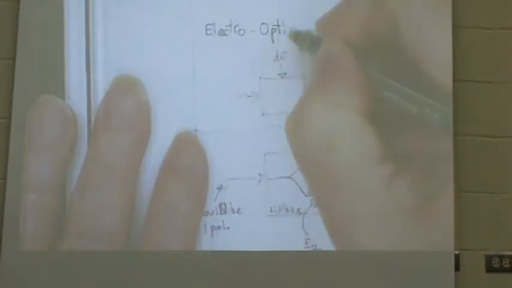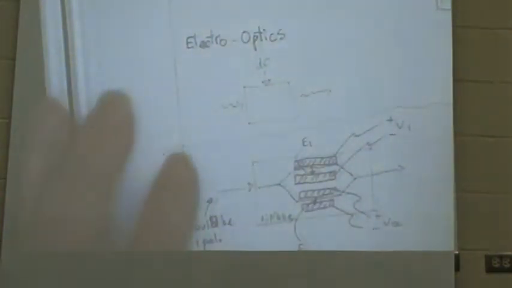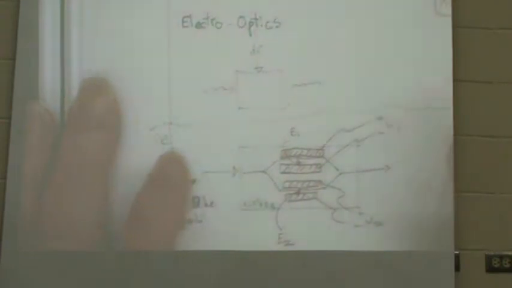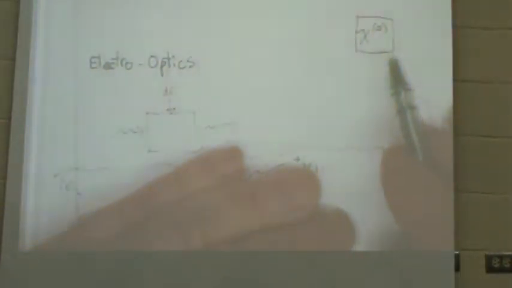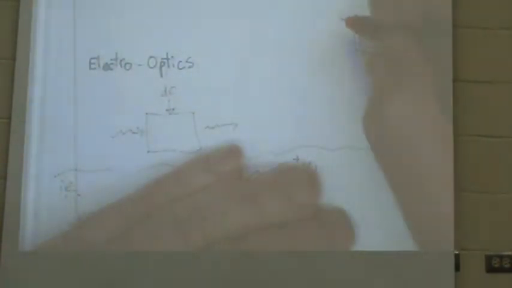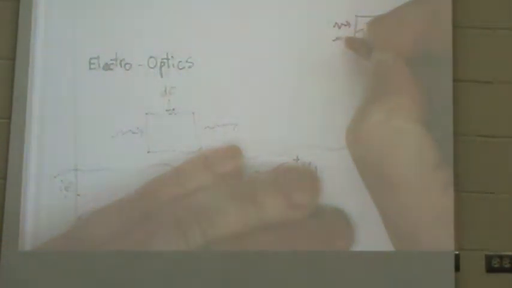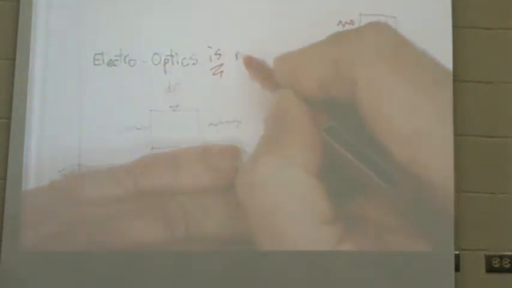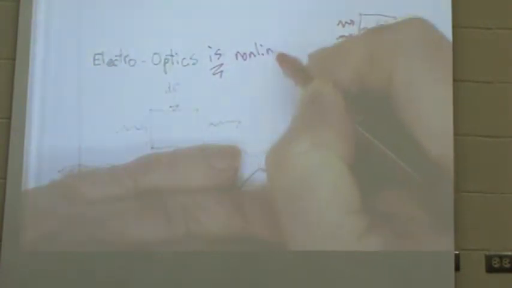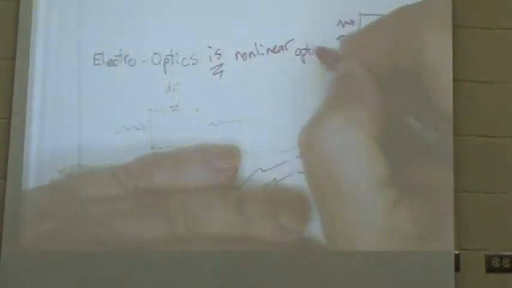So let's call it electro-optics. In electro-optics, it's nonlinear. In fact, it's a Chi-2 process, which means there's two waves involved, two different frequencies. So electro-optics is nonlinear optics. It's a nonlinear process. It refers to nonlinear optics.